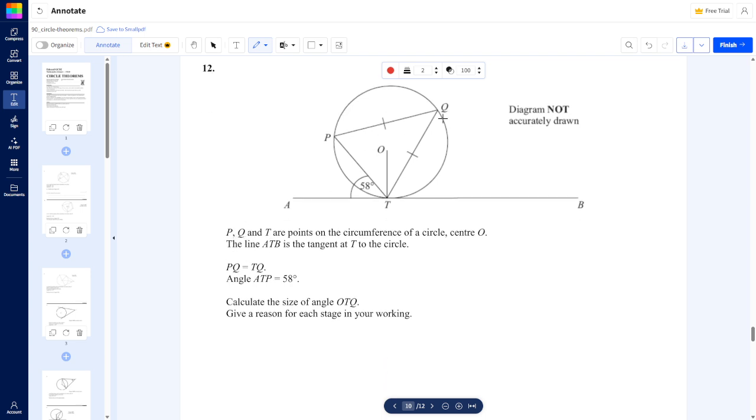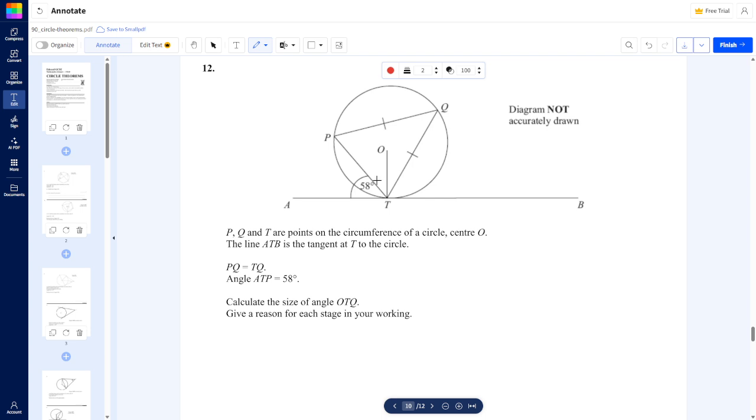P, Q, and T are points on the circumference of a circle, center O. The line ATB is tangent to the circle at T. Angle ATP equals 58 degrees. Calculate the size of angle OTQ. Give a reason for each stage of your working.